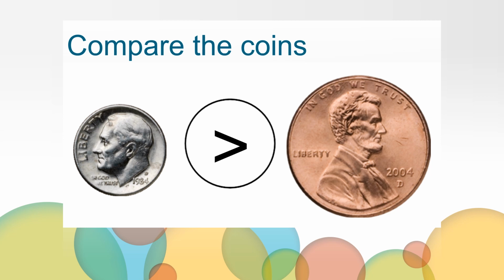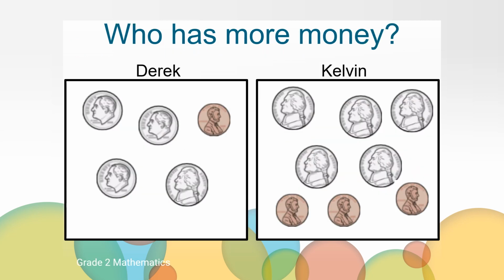Next, you will use what you know about comparing money to count and compare a collection of coins. Look at the amount of money Derek and Calvin have. Who has more money? I will pause here to give you some time to figure it out.